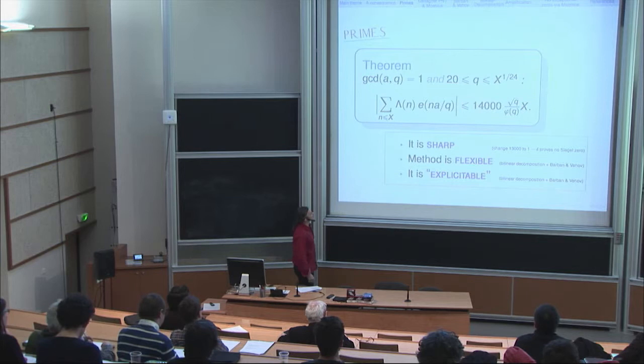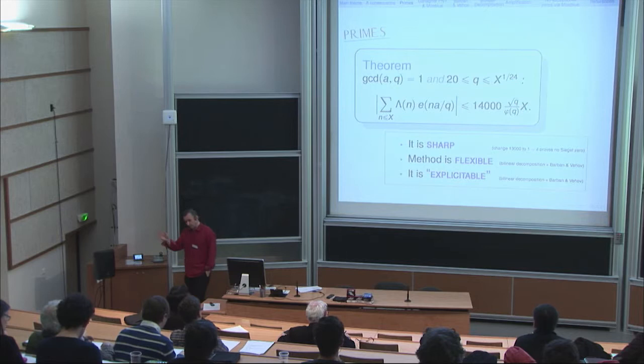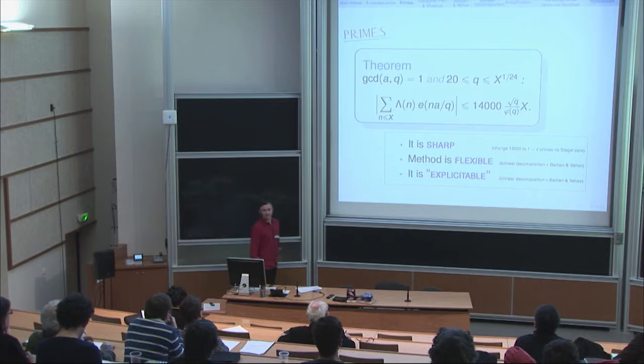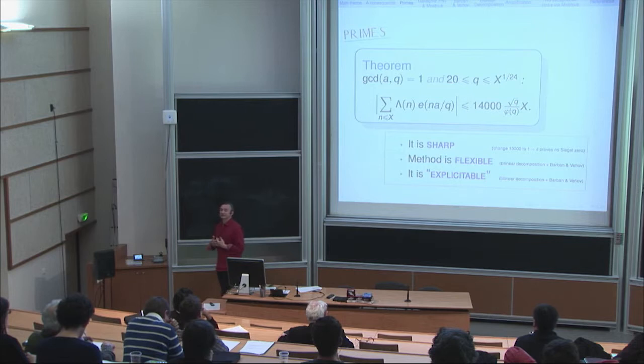It is based on a bilinear decomposition and on some weights. And it is explicit. I mean, you can compute things. Of course, the constant 14,000 is fairly large. I didn't try to get an optimal constant.